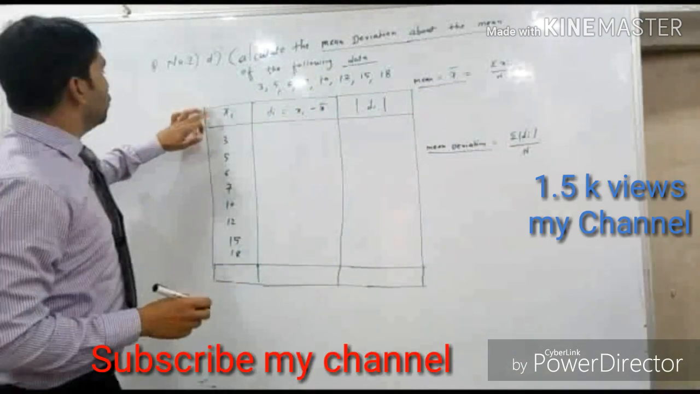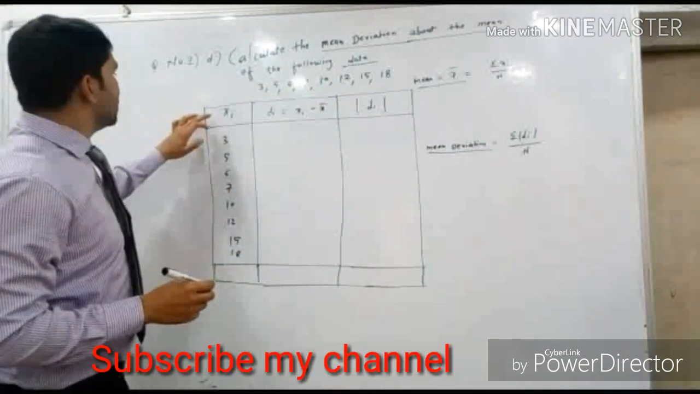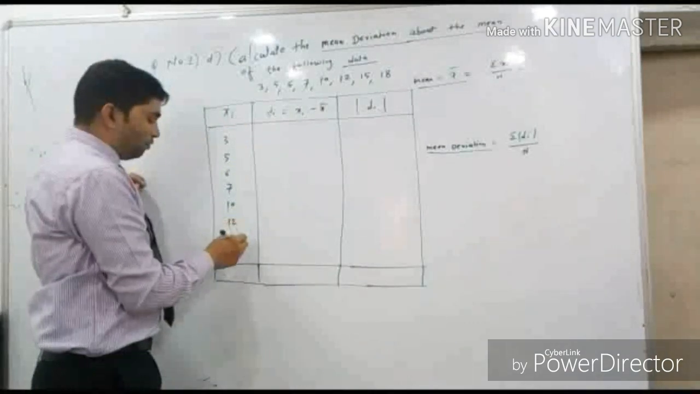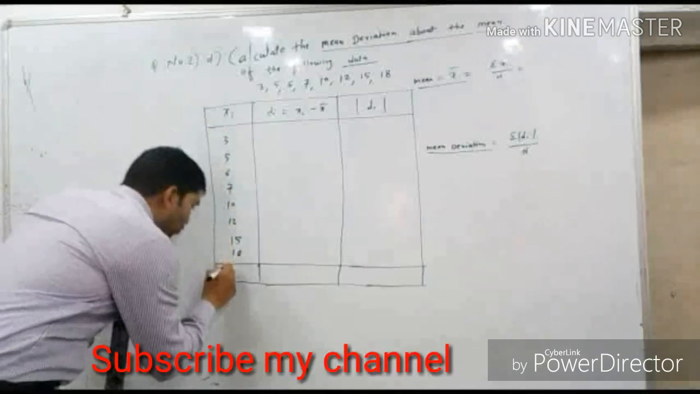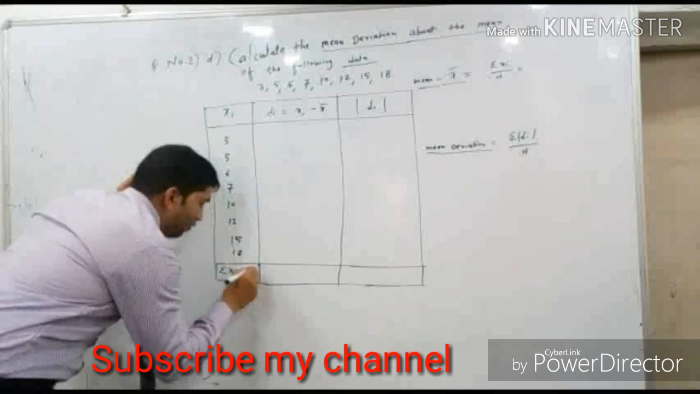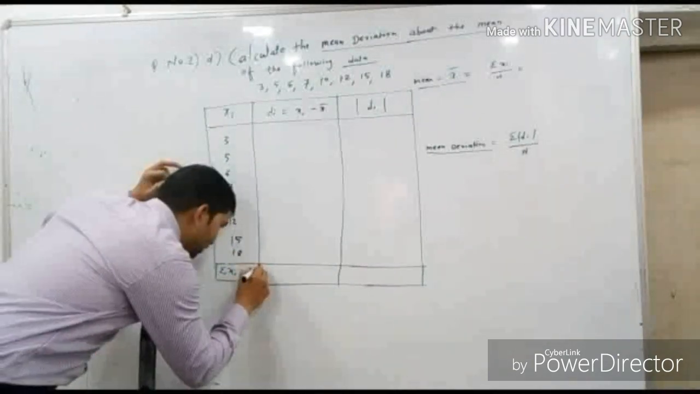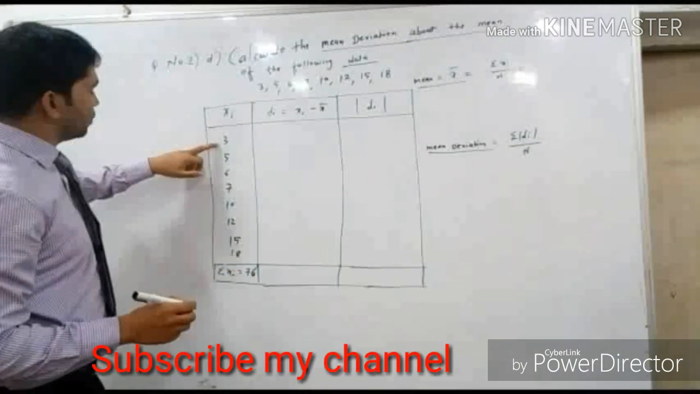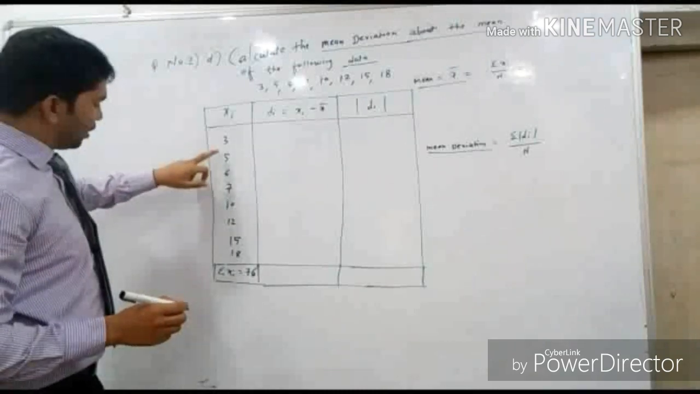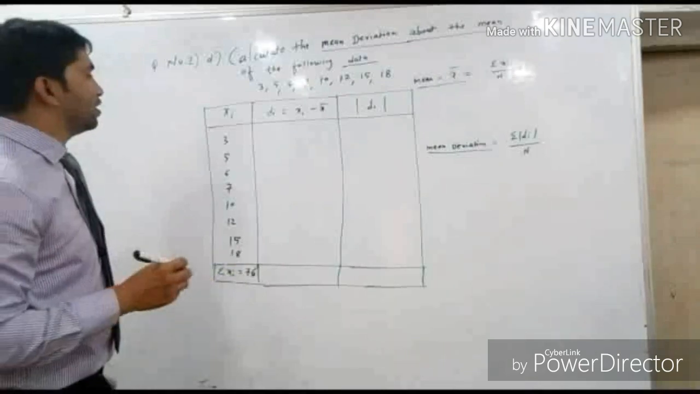In that table we have given xi. These values 3, 5, 6, 7 are xi's values. So we put 3, 5, 6, 7, 10, 12, 15 and 18 here. So we require summation of xi, which is 76. We have to sum, means add this, 3 plus 5, 5 plus 6, then the whole addition, we get summation of xi, that is 76.